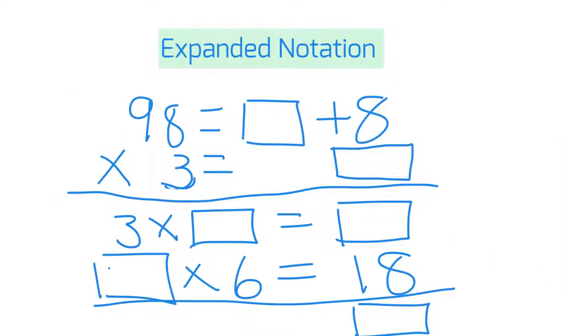Okay, so let's fill in this expanded notation problem together. It's partially been done for us. So it says 98 equals what plus 8? Well, if I break that apart, I know there's 9 tens in 98, so it would be 90 plus 8 equals 98. And as I move down the equation, I can see 3 equals what? Well, I know that whatever's on this side of this equation has to balance with this side. So I know if there's 3 over here, I must also have 3 over here.